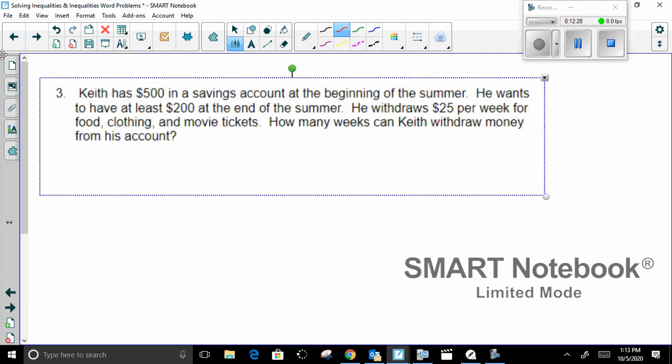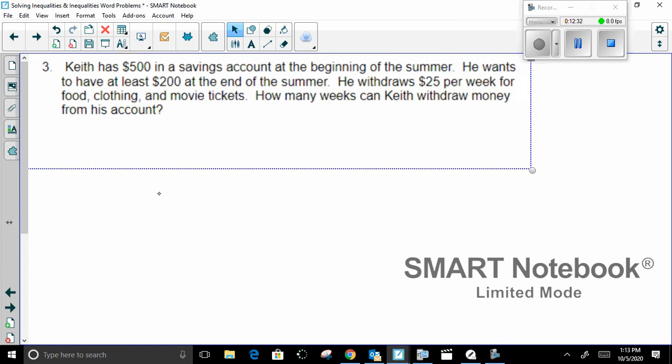All right, let's try number 3. Keith has $500 in a savings account at the beginning of the summer. He wants to have at least $200 at the end of the summer. He withdraws $25 per week for food, clothing, and movie tickets. How many weeks can Keith withdraw money from his account?